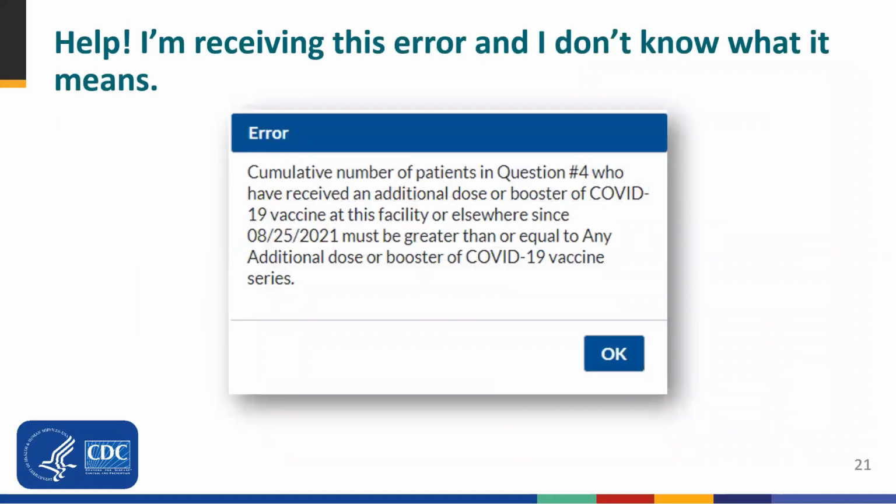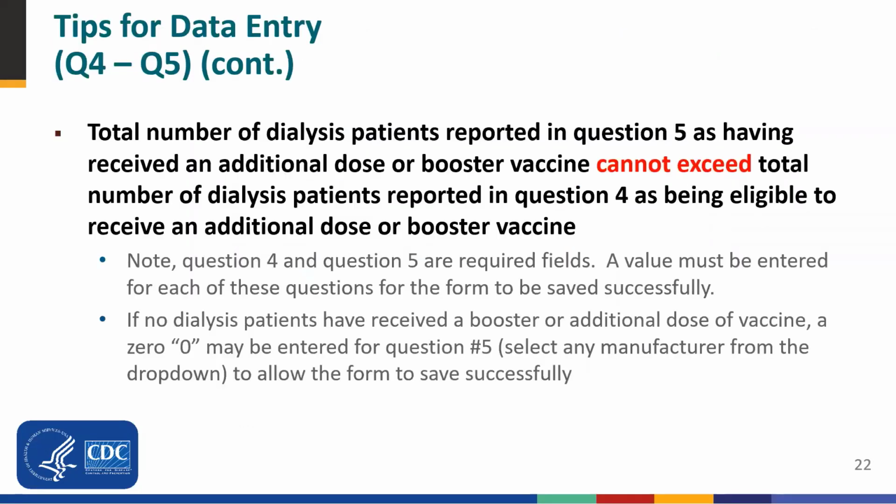A user will receive this error when the total number of individuals reported in question 5 as having received an additional dose or booster is greater than the number of individuals reported in question 4 as being eligible to receive the booster. Please note that the total number of dialysis patients reported in question 5 as having received an additional dose or booster must be less than or equal to the total number of dialysis patients reported in question 4 as being eligible to receive an additional dose or booster.